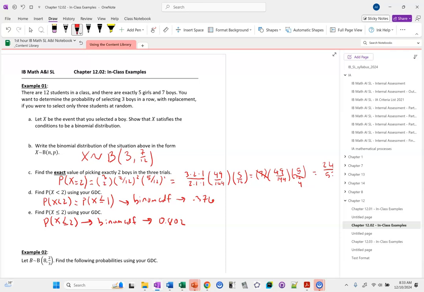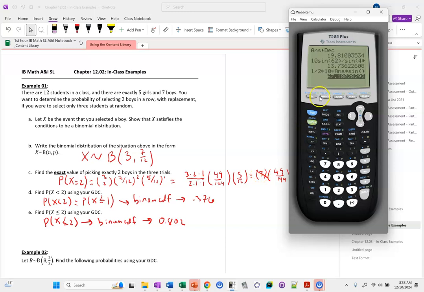Davian, is that working out? What? No. Not for you? So I do second, and then CDFs. Yep. So whenever I'm using an inequality, it's going to be a CDF. If it's an equals, it's a PDF.